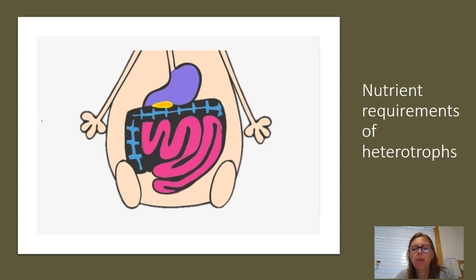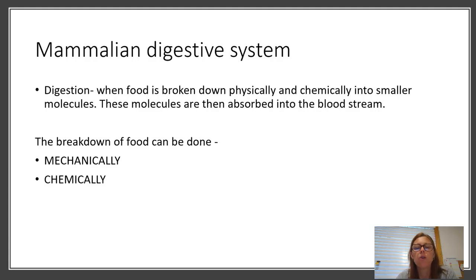Hi and welcome back to the next video in the series of Organisation of Living Things, Module 2, and today we're looking at the nutrient requirements of heterotrophs. Remembering of course that heterotrophs are unable to make their own food and therefore have to eat or consume food to get their energy requirements. So we're going to look at the mammalian digestive system, and you would be familiar with this from your Year 8 studies. So we're just going to take it into a little bit more detail.